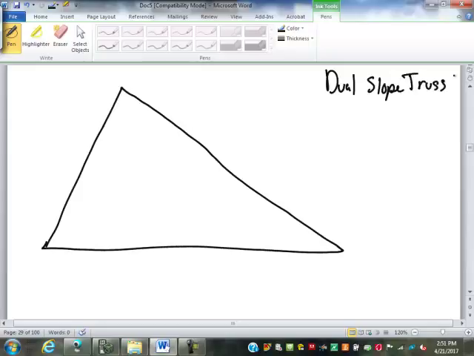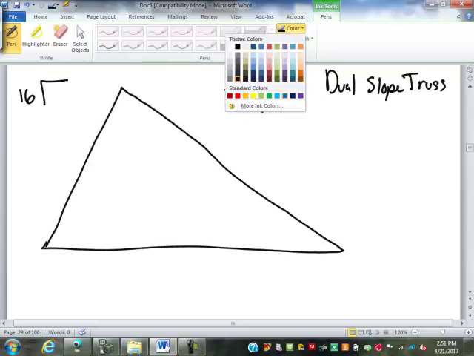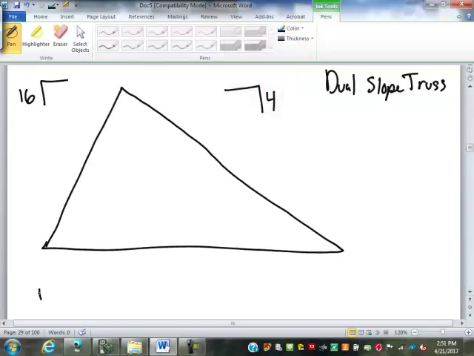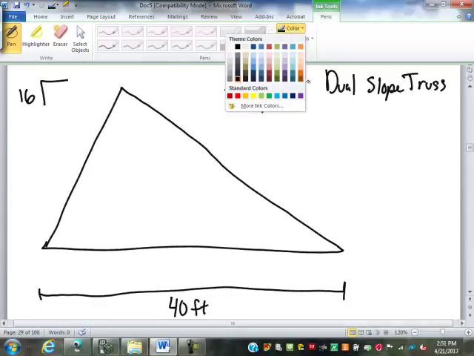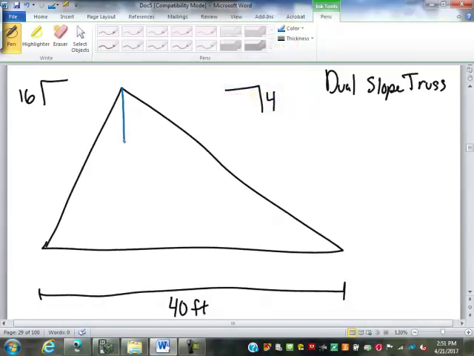What it is, it's popular on commercial buildings to have one slope steeper than the other. So this slope here, let's say that is a 16 and 12 slope. And this side over here, let's say that is a 4 and 12 slope. And let's say we know that the span of this building is 40 feet. I want to know where that peak is at.